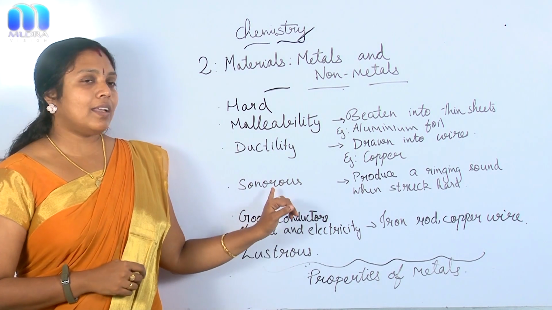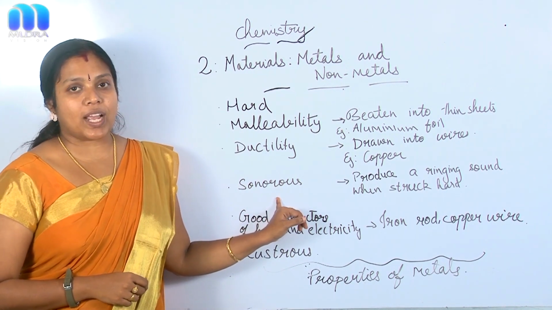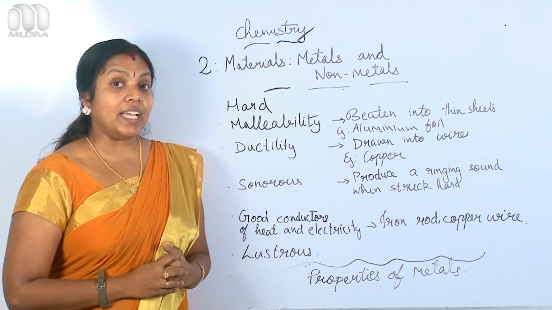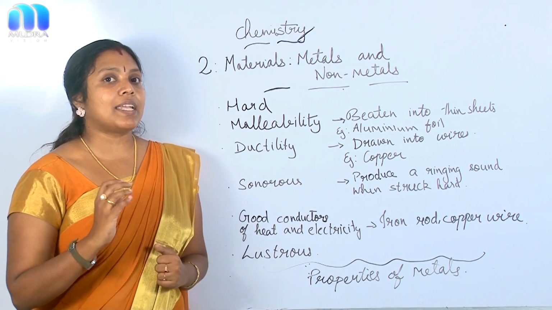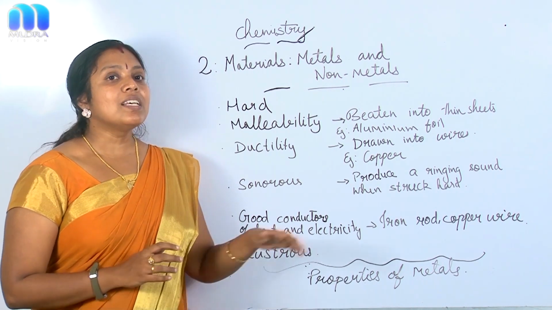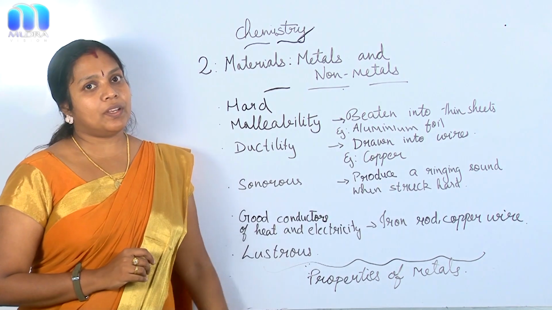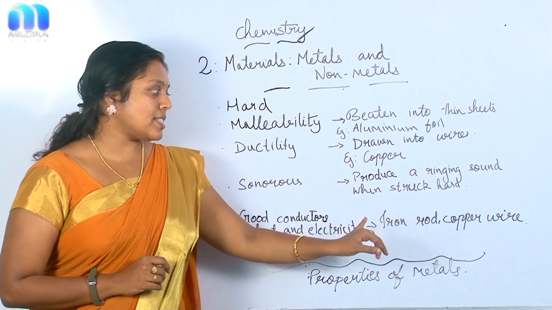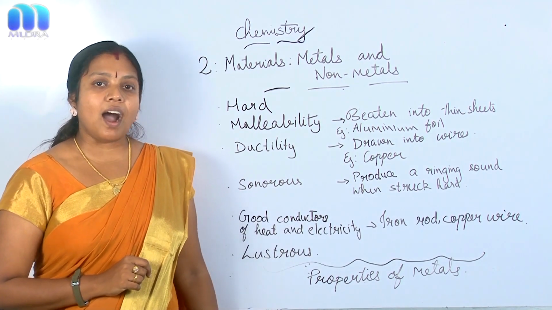Then the next property is sonorous. Sonorous means it produces a ringing sound. The metal has the ability to produce a ringing sound when struck hard. Sonorous means the metal produces a ringing sound when struck hard.